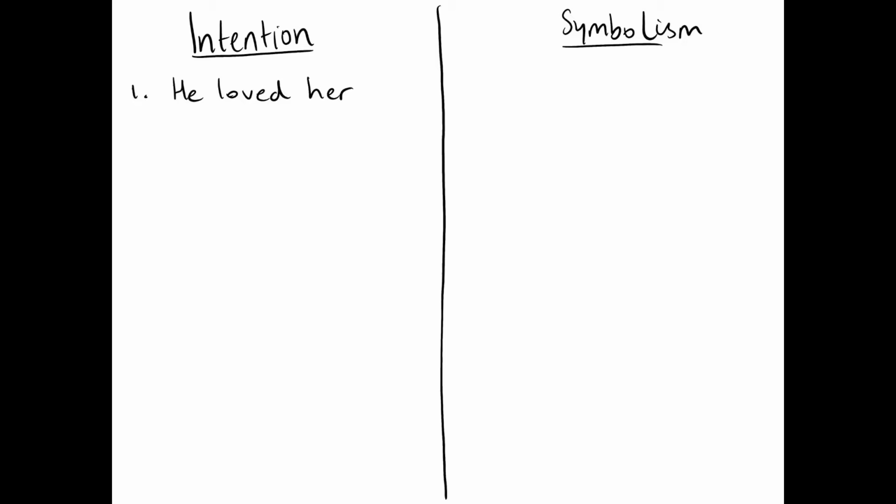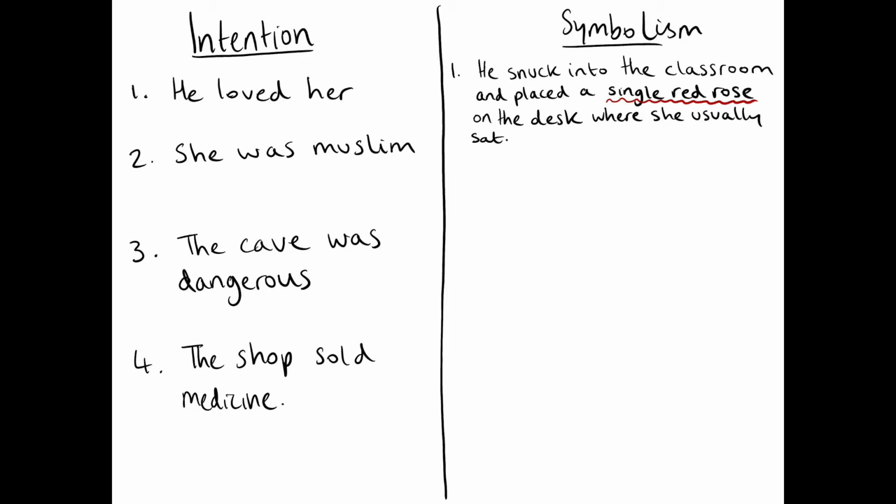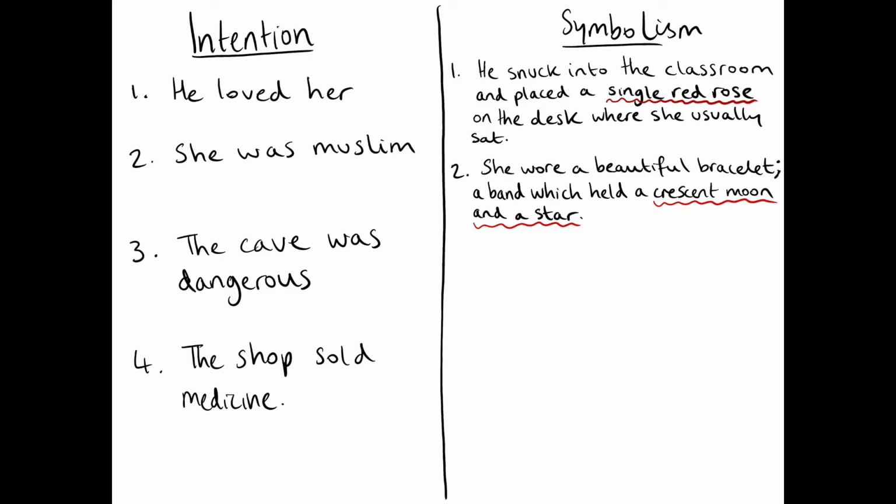So on the first side, my intentions are: he loved her. She is Muslim. The cave was dangerous. And the shop sold medicine. For he loved her, I might say, he snuck into the classroom and placed a single red rose on the desk where she usually sat. For she is Muslim, I could write, she wore a beautiful bracelet, a band which held a crescent moon and a star.